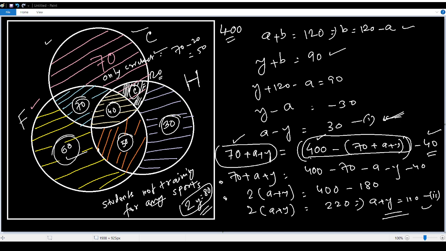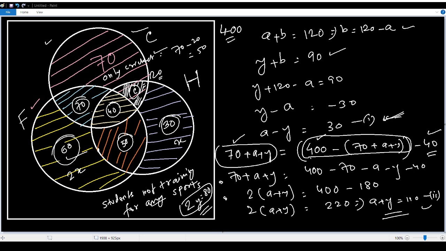Number of students who are training for only football is twice that of the number of students who are training only for hockey, right? So we took the hockey as x, we took the football as 2x, right? And after solving we found x as 30 and 2x as 60. So this hockey, only hockey was x, which is 30. Understood? So this was only hockey.